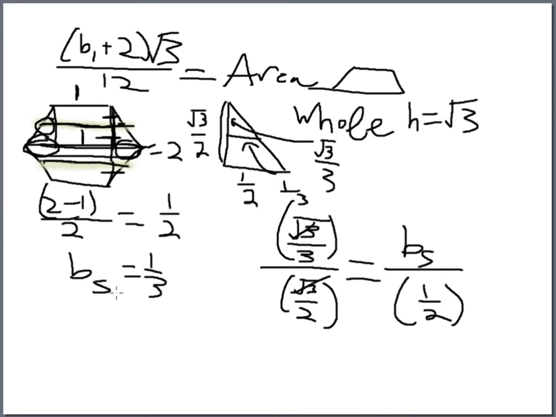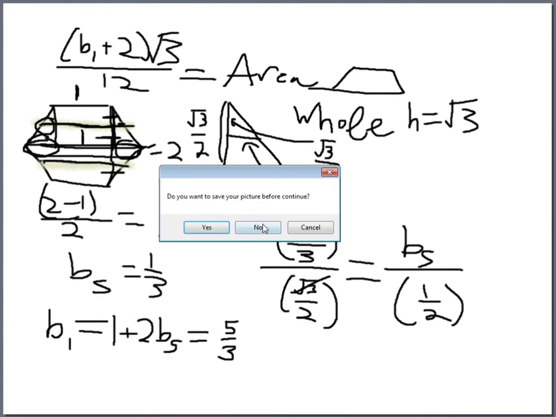It's just adding everything together. So the base sub 1, as you remember if you wrote it down, is going to be equal to 1 plus 2 times base sub s, which is equal to 5/3. And then now we can plug this in. So we know that base 1 is equal to 5/3. So now plug it back into our formula.